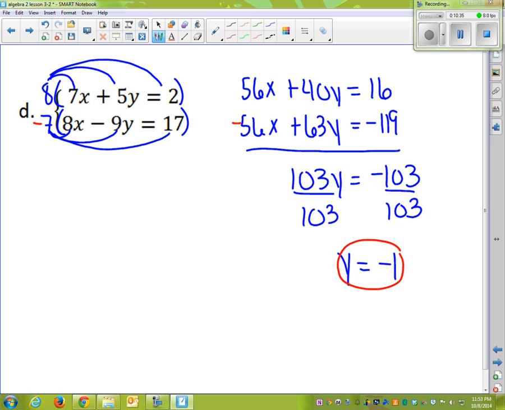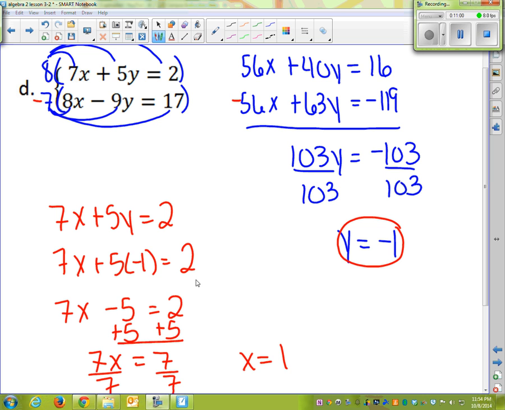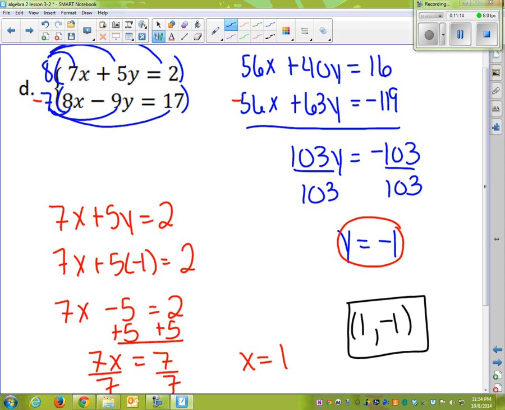I'm going to substitute, back substitution, into one of my original equations. I'll just go with the top one. 7x plus 5y equals 2. I know that y is negative 1. And I'll substitute it in and solve for x. I solved for x here. I got x equals 1. Bring both solutions together, and my ordered pair is 1, negative 1. And that is solving by elimination.